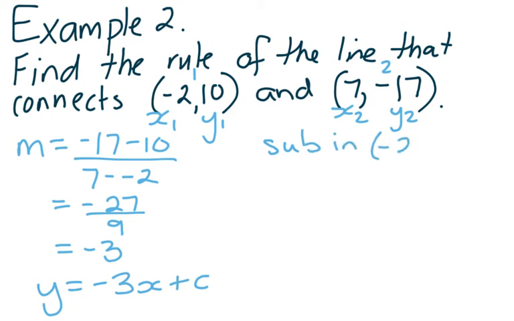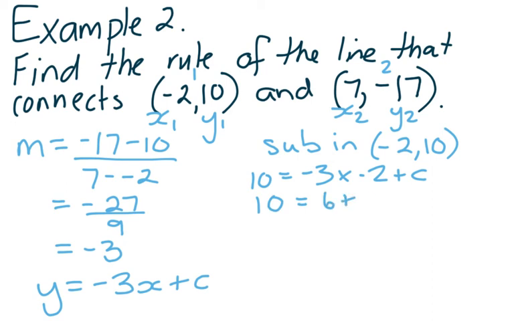I'm going to sub in (negative 2, 10). Ultimately, it doesn't matter. So we end up with 10 equals negative 3 times negative 2 plus c, which is 10 equals 6 plus c. So hopefully we recognise that c should be 4. And then our final rule is y equals negative 3x plus 4.